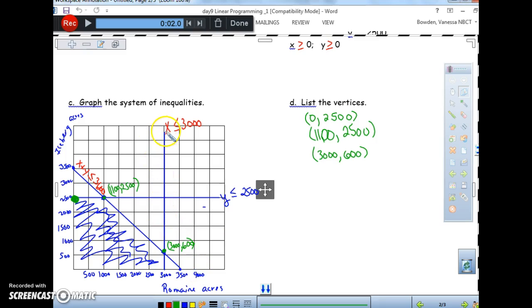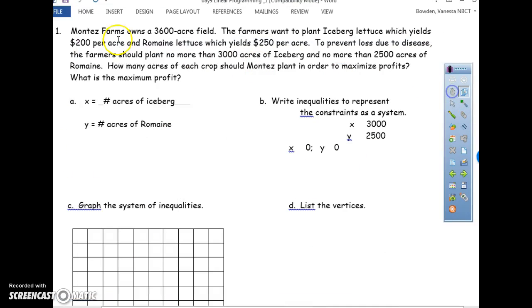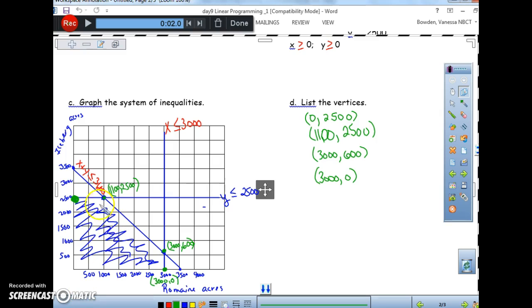Also notice, I forgot to say that these are solid lines, and that's why we have an equals underneath here for our inequalities. So once we get all of our vertices points, these are the points that are possible to graph. Okay, so for our lettuce, we can plant as many acres as we want to, as long as it's in this feasible region, this shaded region. However, if we want to maximize our profit, it's going to happen at one of these corner points.